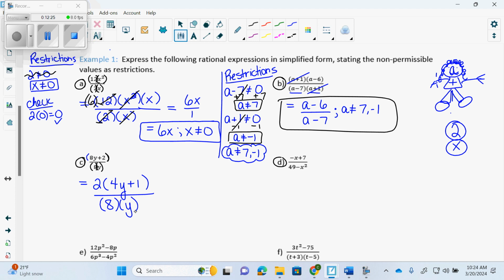You state NPVs. And then try and cancel some stuff. Does 8 create an NPV? Restrictions. We would say 8 can't equal 0. Is that a non-permissible value or a restriction? No, it's a true statement.